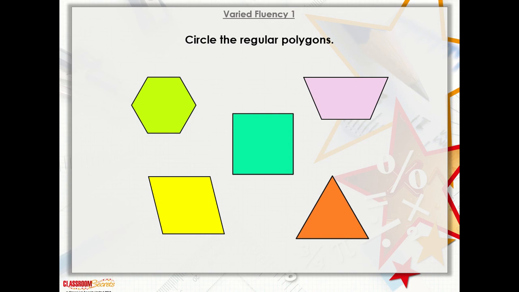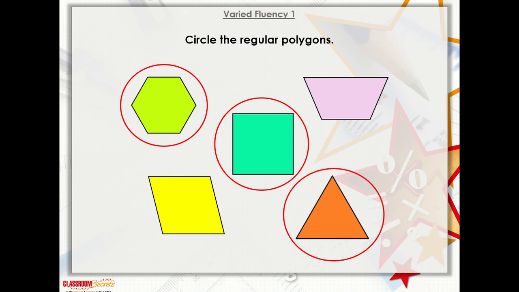Okay, I wonder which ones you chose. Well, there are some that perhaps we can eliminate straight away. This shape here. I can clearly see that this side is much longer than this side. So that one's not regular. The length of the sides are not the same. I wonder which ones you decided. Let's have a look. Those are the regular ones.